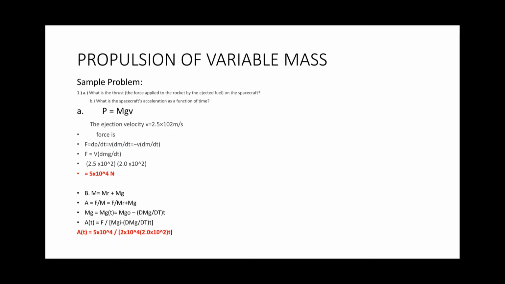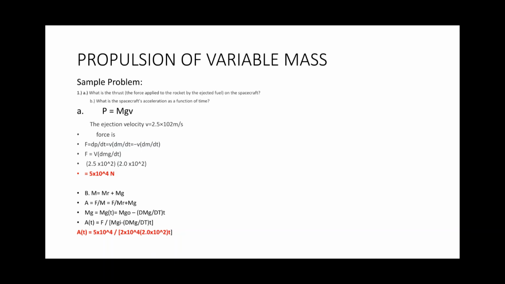The momentum of the ejected fuel will be p equals mg v. The ejection velocity v equals 2.5 times 10 raised to 2 meters per second is constant, and therefore the force is F equals dp over dt, and it is equal to v times dmg over dt, or it is equal to negative v multiplied by dm over dt. Now dmg over dt is the rate of change of the mass of the fuel.